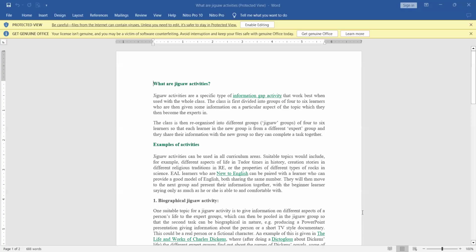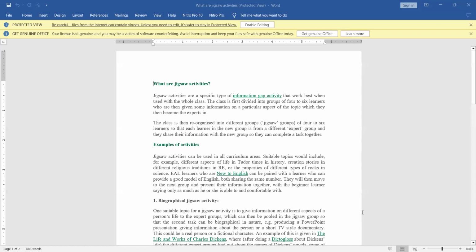Educational technology, and open this, and jigsaw activities. Let's see. Here, what are jigsaw activities? Is it being shared with you? Not yet, ma'am. Right. Okay. Now we are looking at jigsaw activities.